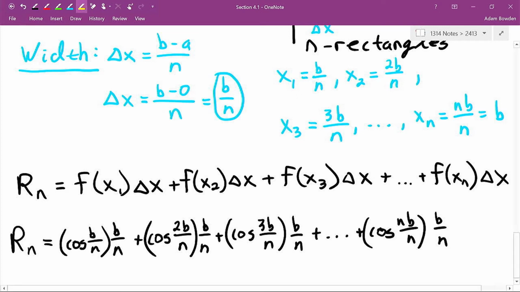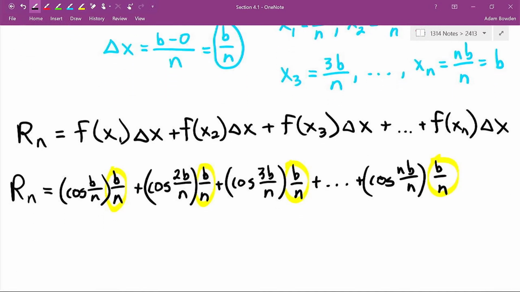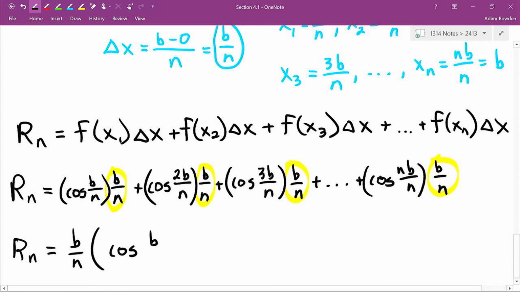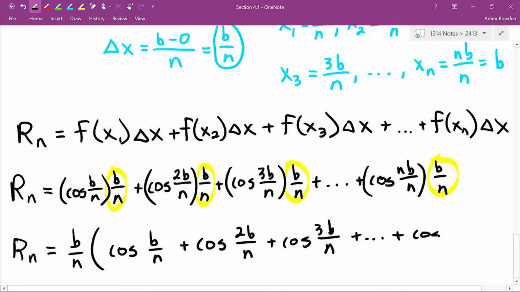Now I'll go ahead and simplify the summation down by factoring out this b over n from each of the terms. So we're going to make it look something like b over n times cosine b over n plus cosine 2b over n plus cosine 3b over n, and so on, all the way up to cosine of nb over n.